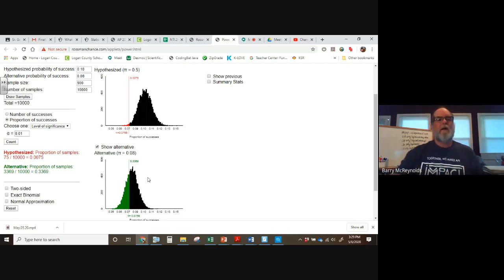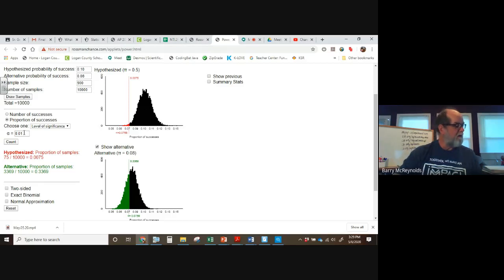And you can see how much our power went down. It went almost half, from 0.64 to 0.34, just by reducing the significance level from 5% to 1%.